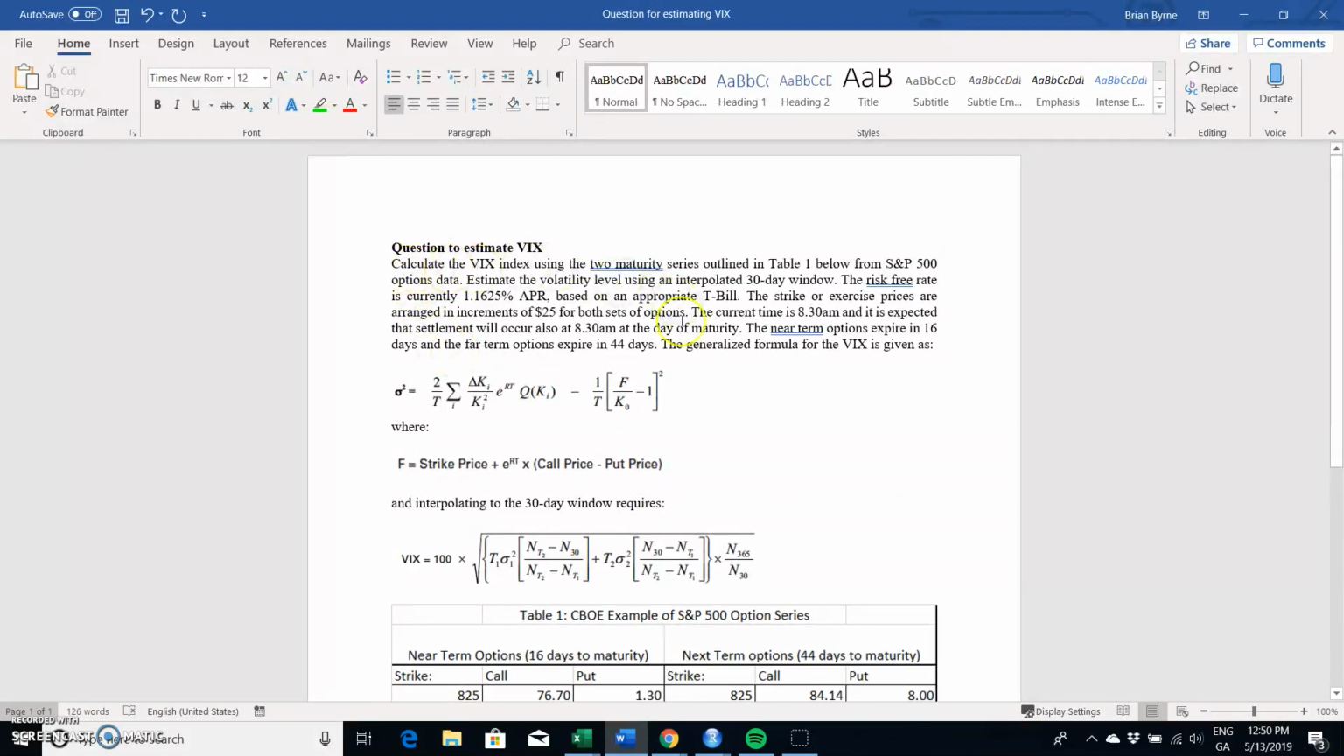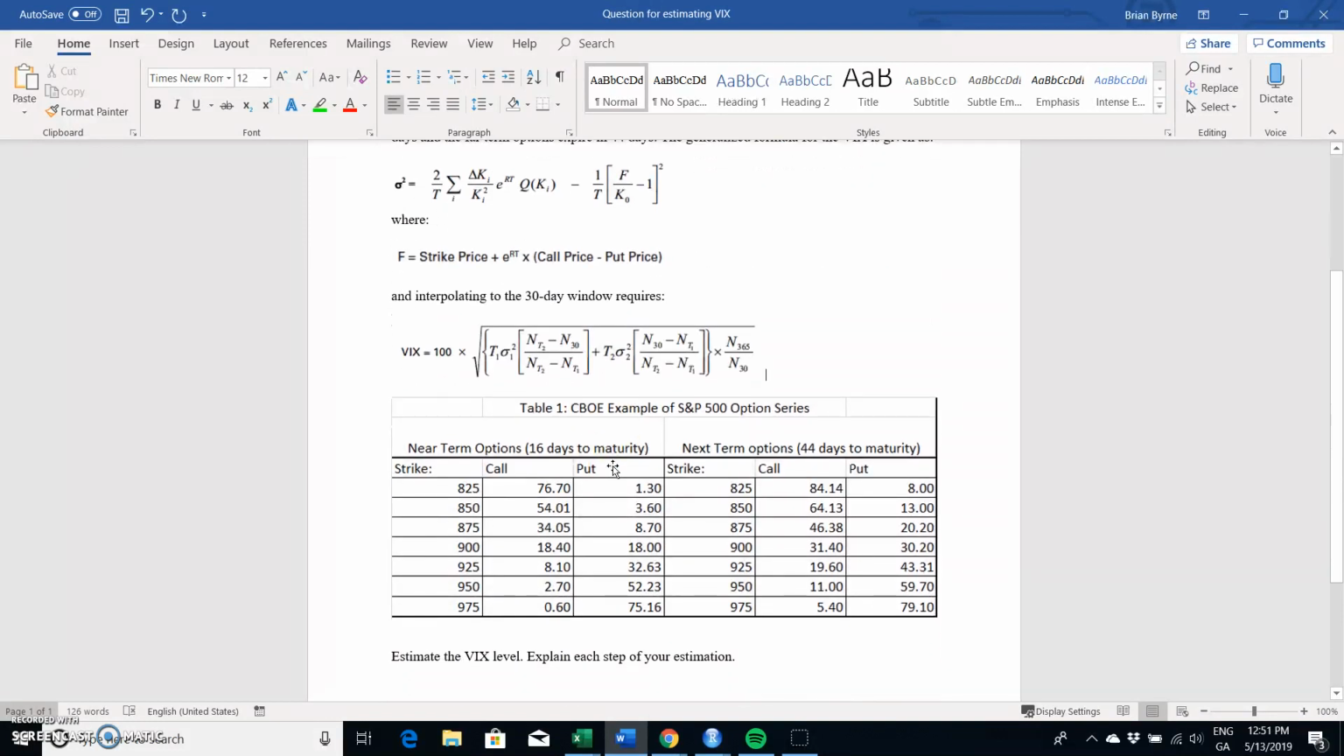So we might have a look here just at the narrative: calculate the VIX using the two maturity series. So we do need two maturities. In this instance, like the estimation done before in the spreadsheet set out by Arnold and Earl, we have a 16-day period and a 44-day period, and then we have the relevant data. So we have call price data with these varying strikes, so these are literally call market values that we would have observed, and then put market prices as well for each of the corresponding exercise prices, and then in addition, we have a parallel set of data for the same exercises, with call and put prices.